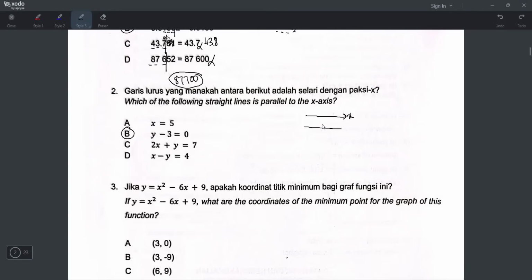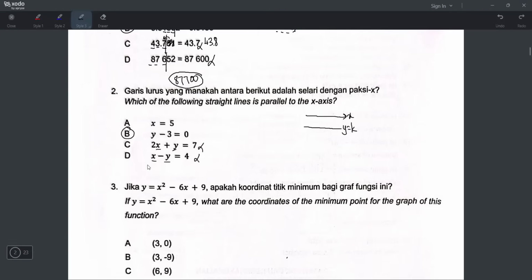Okay, a horizontal line, and a horizontal line will be y equals to k. The k can be any value. Okay, it means your equation will only have one variable, which is y. Okay, so C and D automatic wrong, because C and D there's two variable, and when there's two variable, it will be a second line.